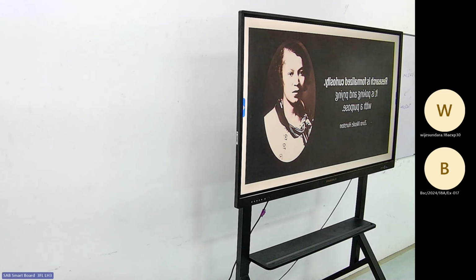Okay, let's assume you are identifying factors affecting air pollution. Just a simple example, air pollution. If you are doing research to identify the factors affecting air pollution, what is your purpose?